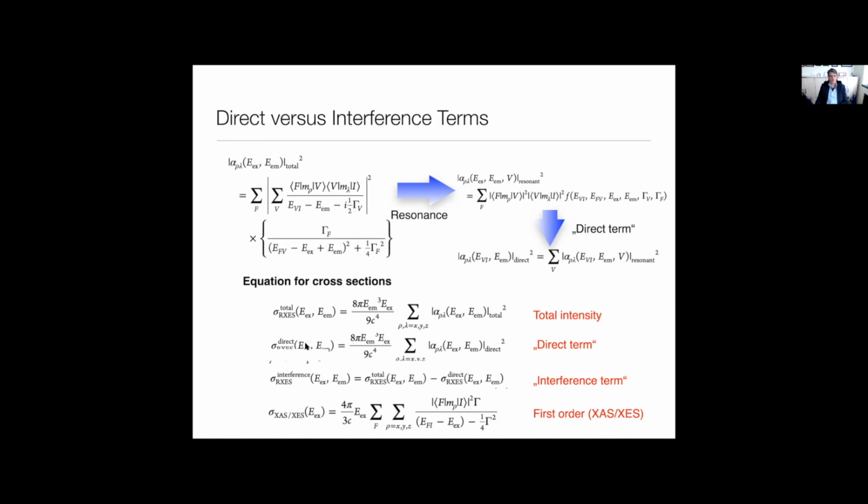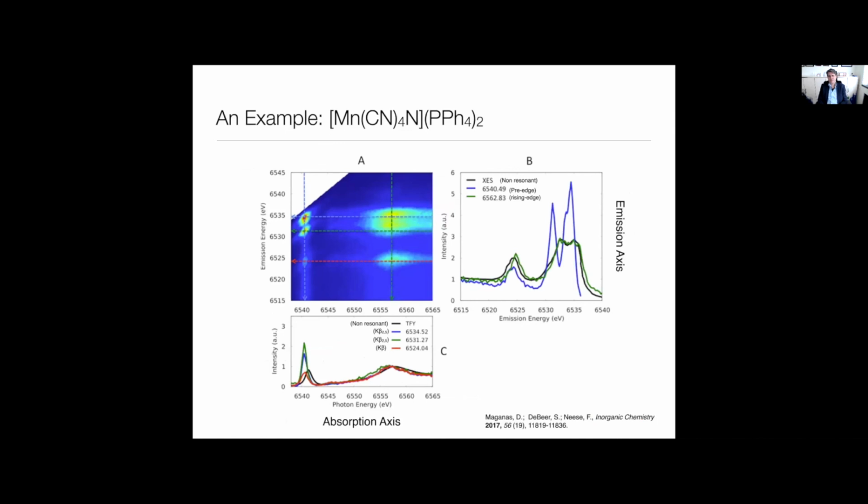So basically, we have made the distinction between the direct terms that I've defined here, the total RIXS that you obtain by rigorously evaluating this equation, and then the interference terms, which is the difference between the total and the direct term. And then, of course, you can also simplify that to the XAS and XES spectrum, and we have done that in our implementation. And so basically all of these quantities, the XAS, the XES, the interference terms, the direct terms, and the total RIXS are available.